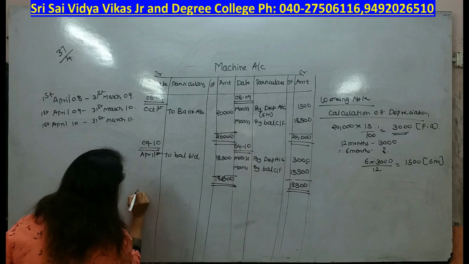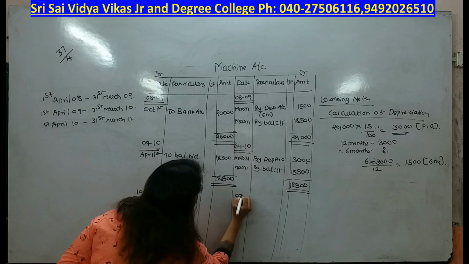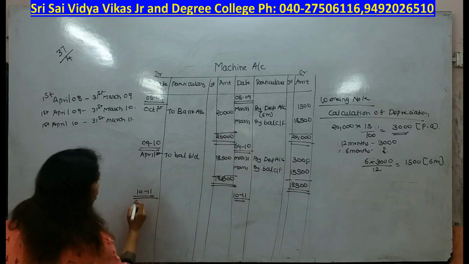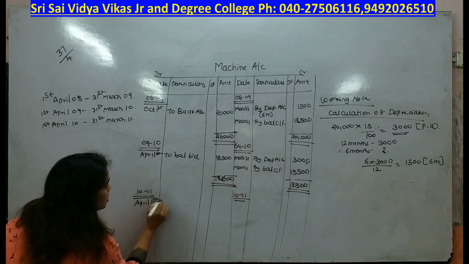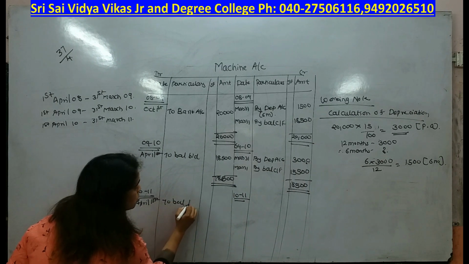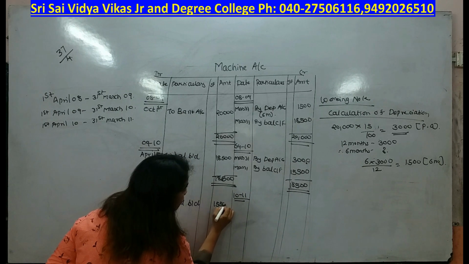Okay. Now third year 2010, 2011. Again last year's closing balance will become this year's opening balance. To balance brought down will be 15,500.